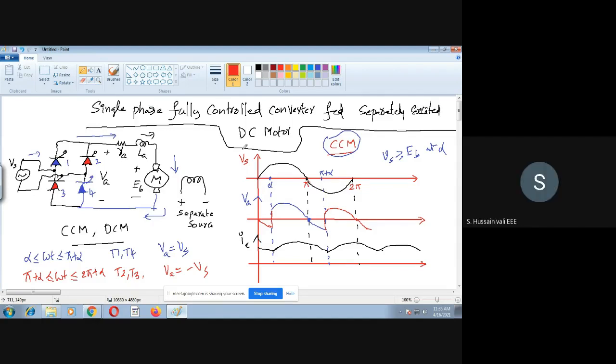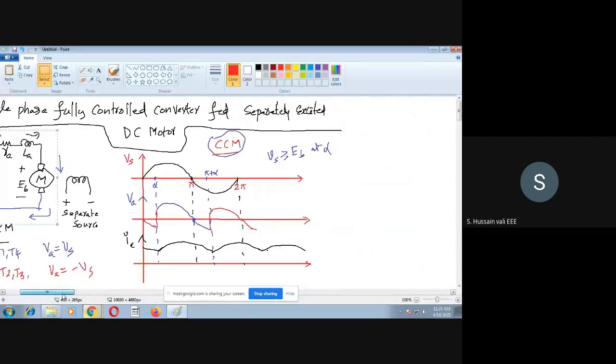Sir, do we commutate T1 and T4 at pi plus alpha? Yeah, good question you have asked. Now you see yourself. When you trigger 2 and 3, what will happen? Say 1 and 4 are conducting. I will take this circuit on another side so that I am more comfortable explaining here.